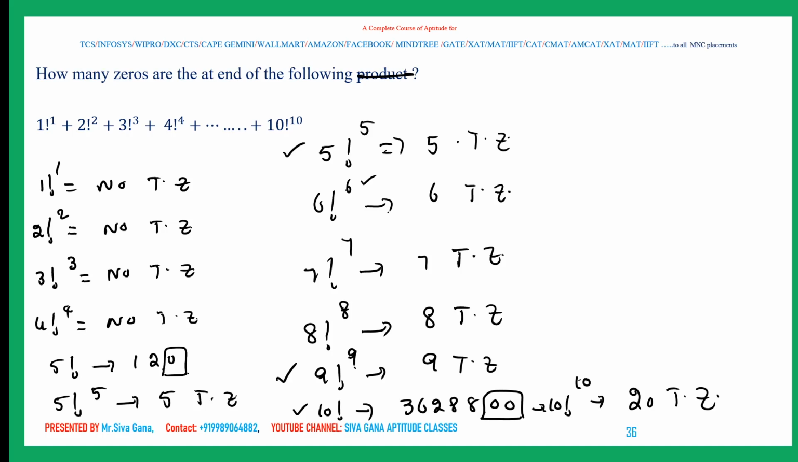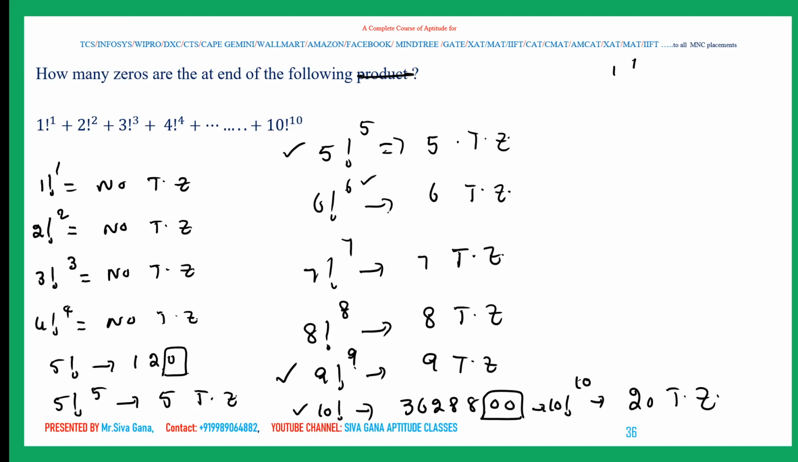Similarly, from 15 factorial onwards, 3 trailing zeros. 15 is nothing but 5 into 3. Similarly, from 20 factorial, 20 is 5 into 4, which means 4 trailing zeros.